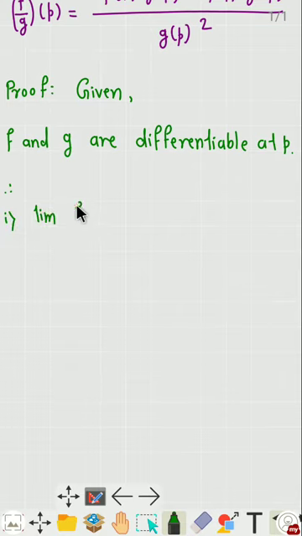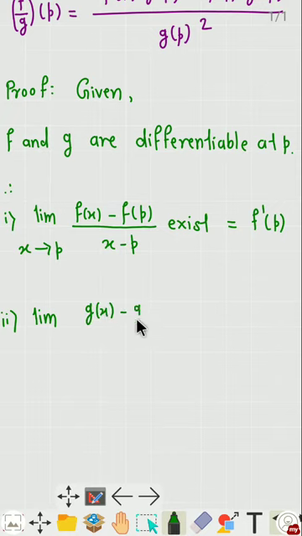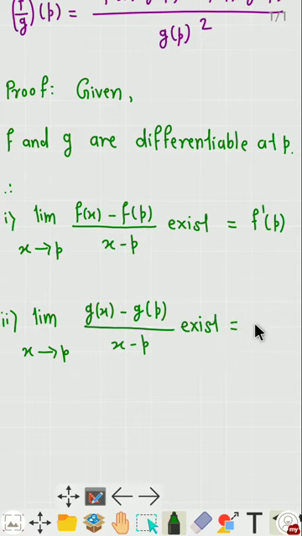Therefore we have the first limit of f of x minus f of P divided by x minus P as x tends to P exists, and is equal to f dash at P, means derivative of f at point P. Second statement says that the limit of g of x minus g of P whole divided by x minus P as x tends to P also exists, and that limit is equal to g dash at P. Okay, so this is given to you.